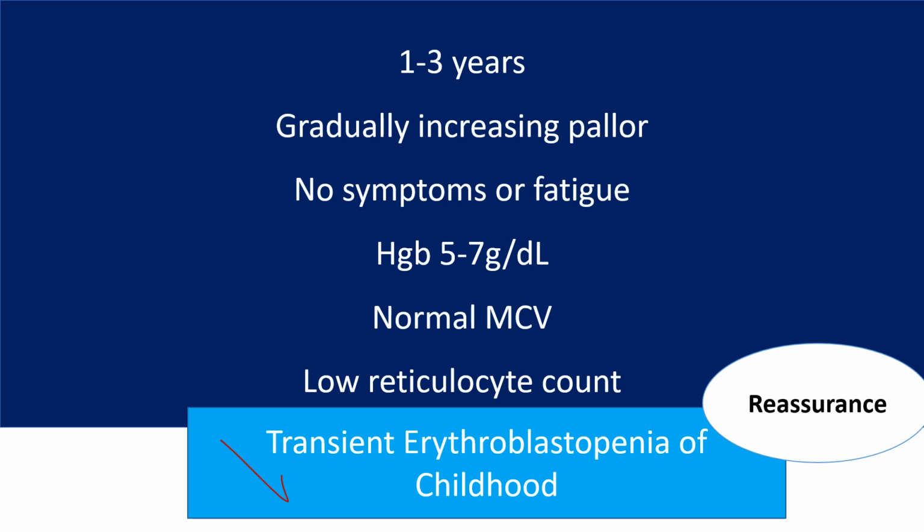Erythroblastopenia of childhood. This is the most likely diagnosis. The keywords here: the most common age is 1 to 3 years, increasing pallor, usually no symptoms, and the hemoglobin is always low, and can be as low as even 2 grams, and the child doesn't have symptoms. A normal MCV, low retic count.